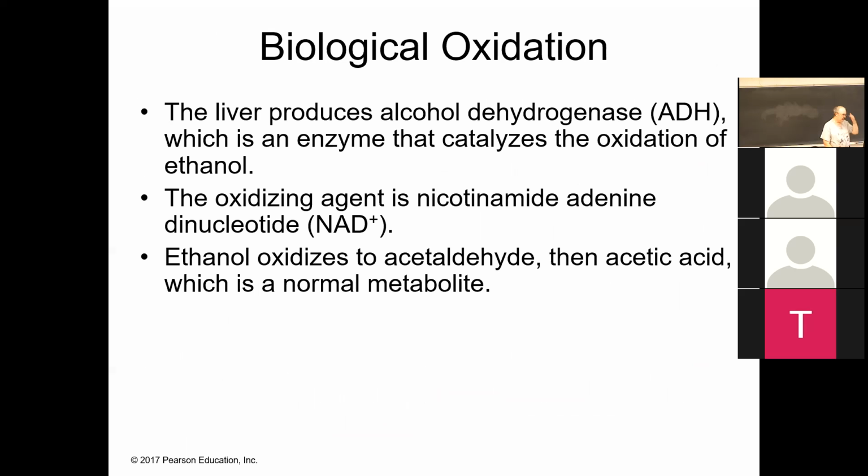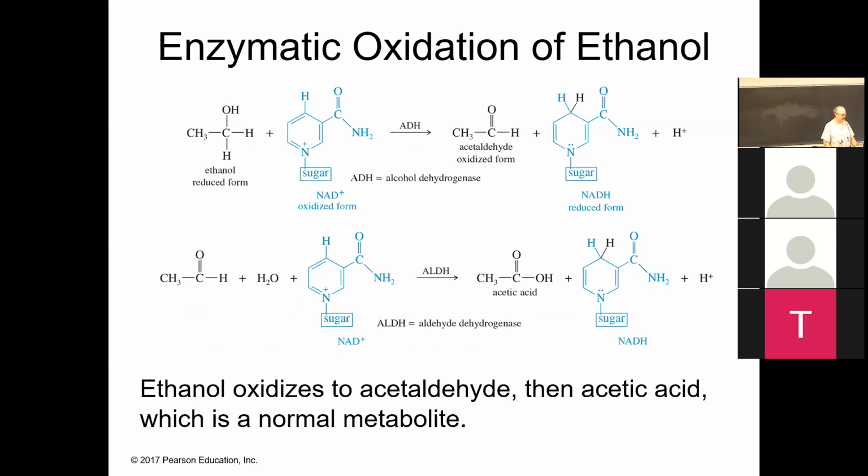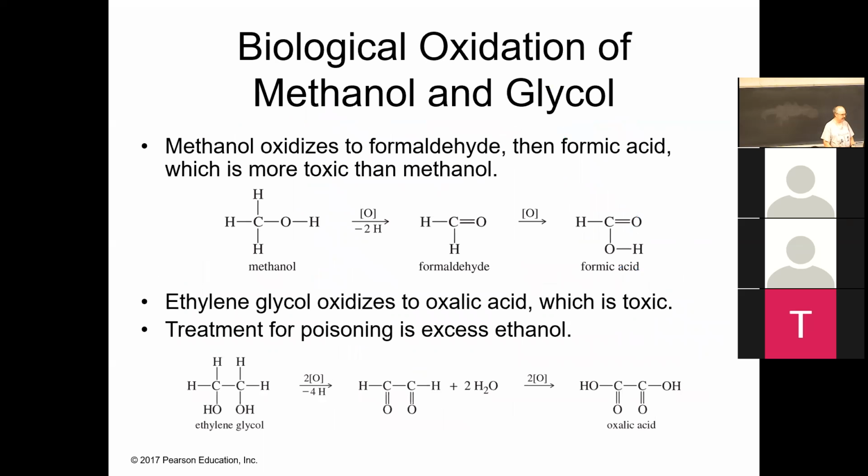The liver oxidizes alcohols using alcohol dehydrogenase, which acts as a catalyst, but the oxidizing agent itself is NAD+. Ethanol is oxidized to acetic acid, which is a normal metabolite.